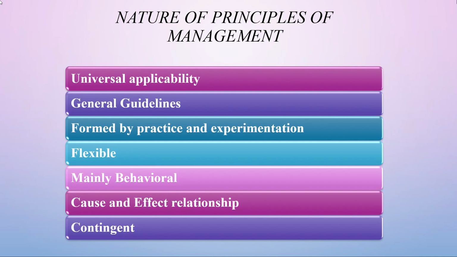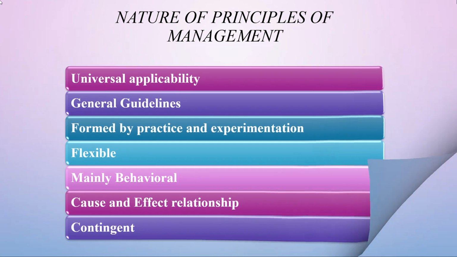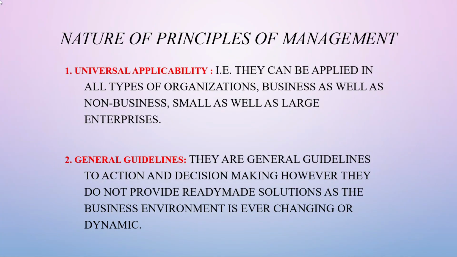The first principle talks about universal applicability, general guidelines found by practice and experimentation, flexibility, mainly behavioral, cause and effect relationship, contingent. Now we'll discuss these principles in detail. Moving on to the first principle, which is called universal applicability. Principles of management can be applied in all types of organizations, business as well as non-business, small as well as large enterprises.